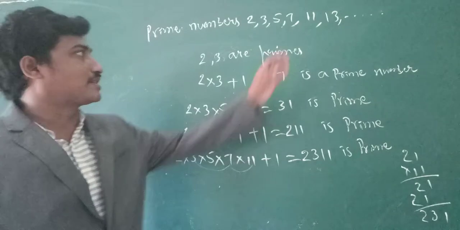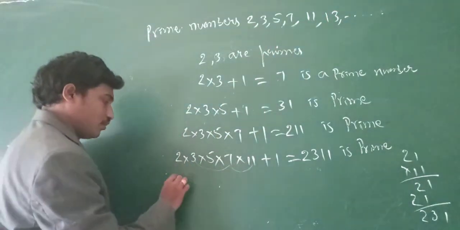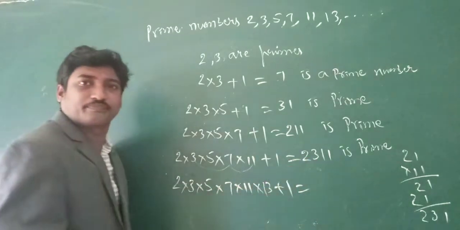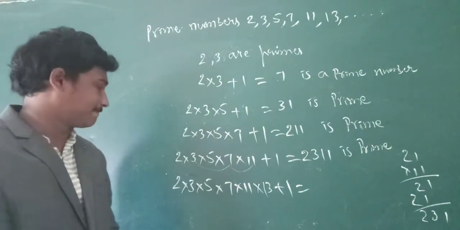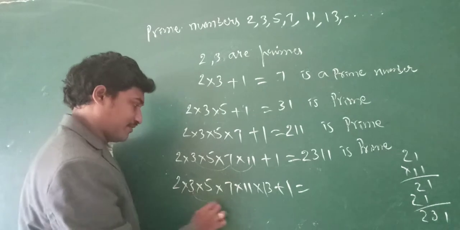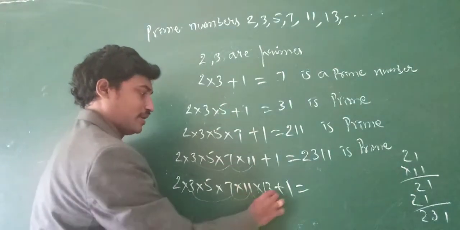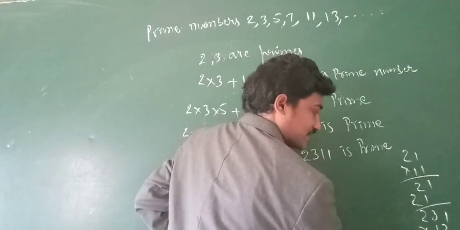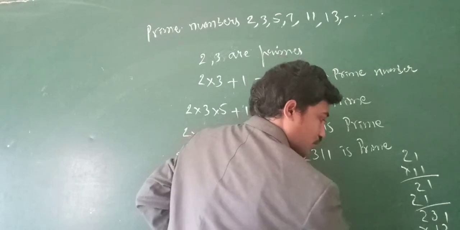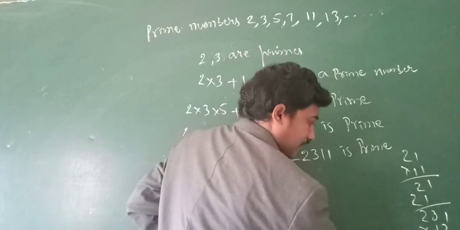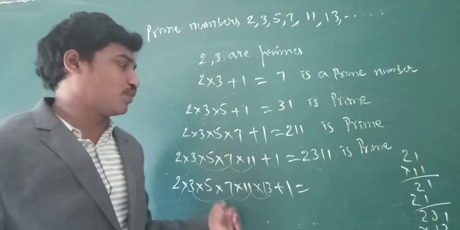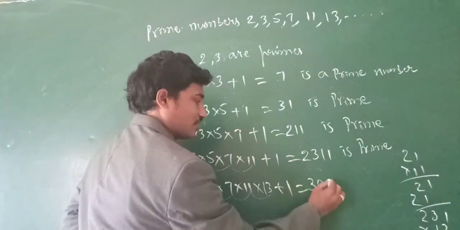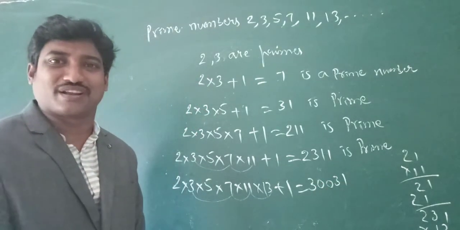One more observation. Next prime 13 also I will consider. 2 into 3 into 5 into 7 into 11 into 13 plus 1. 3 7s 21, 21 11s 231, 231 into 30. 2 5s are 10, so 30,030. Plus 1, 30,031. 30,031 is prime.